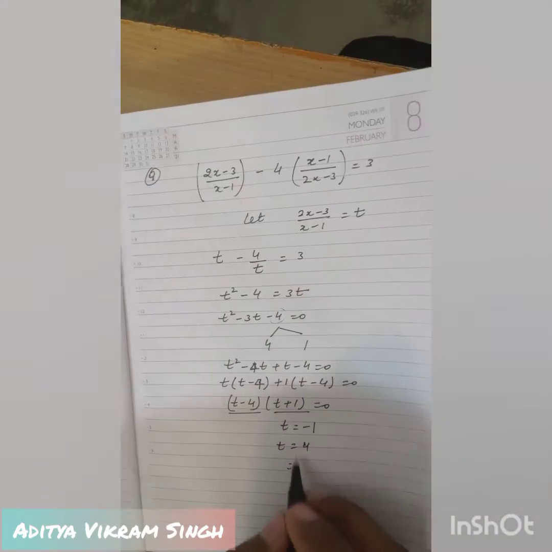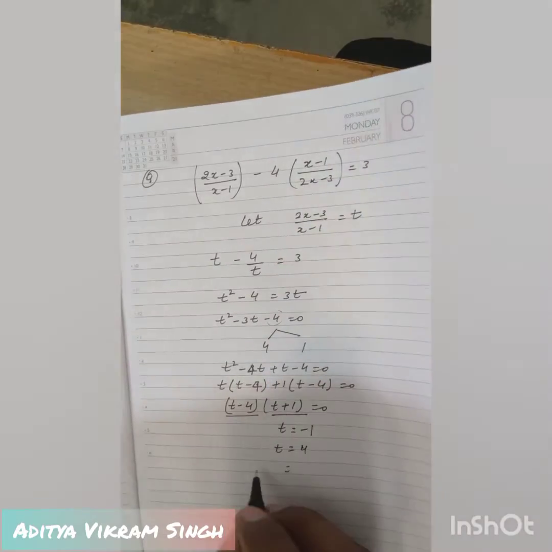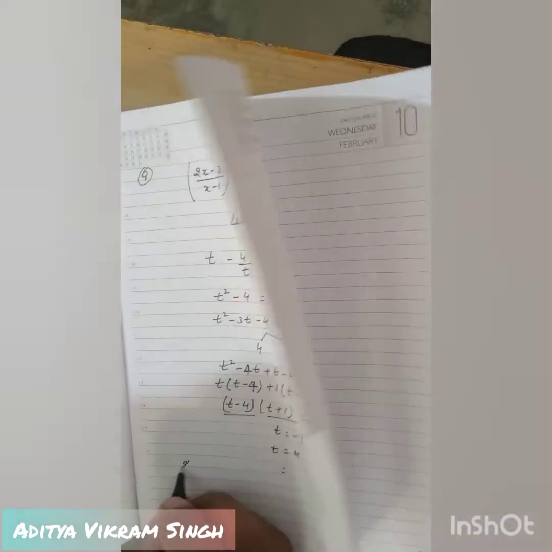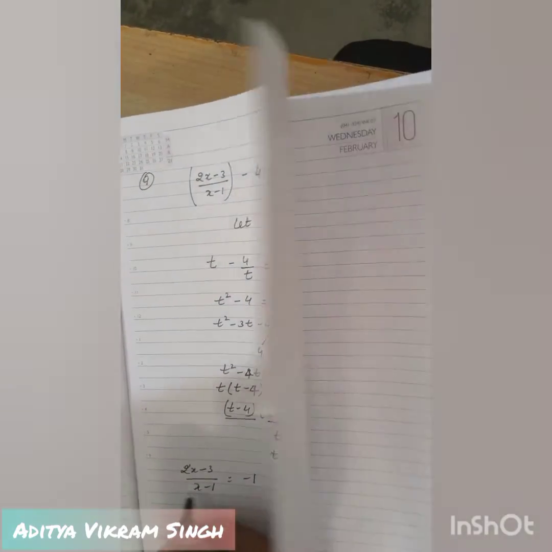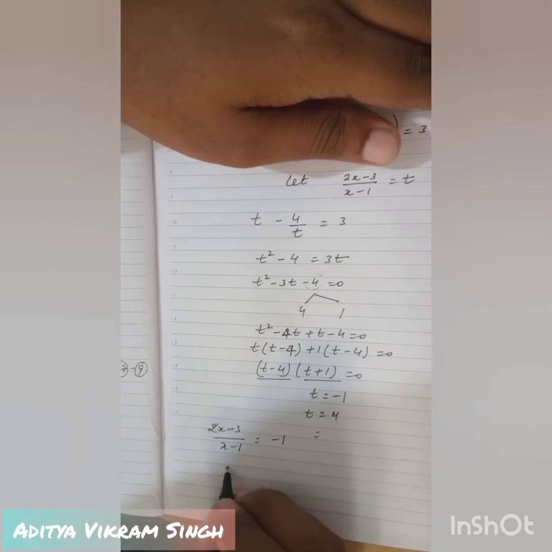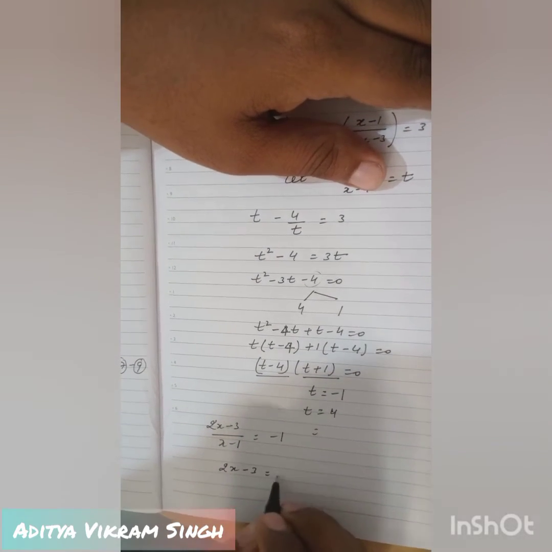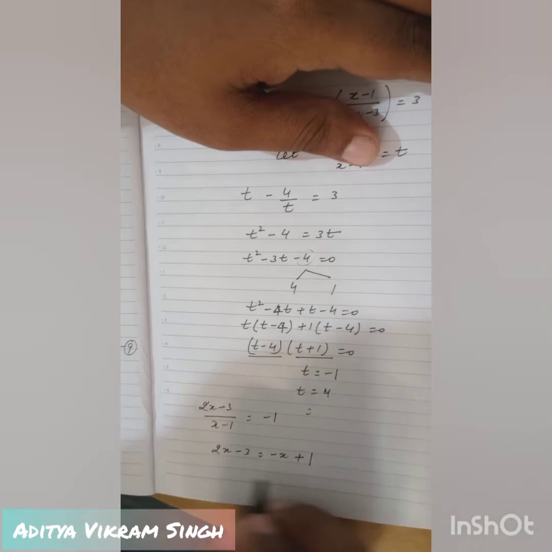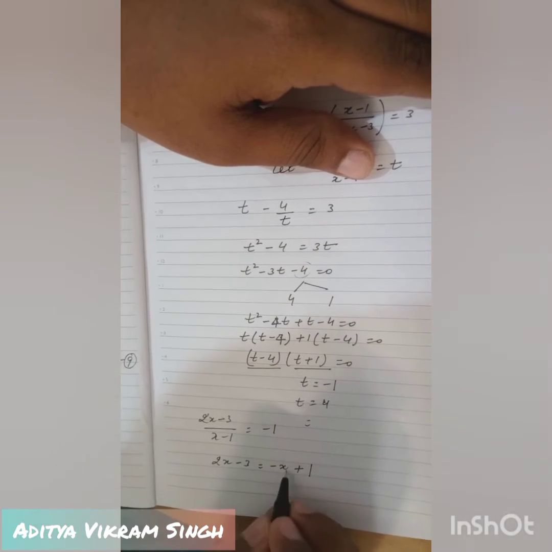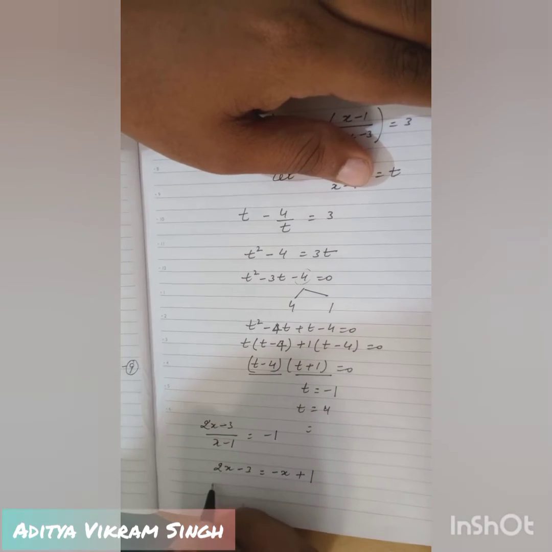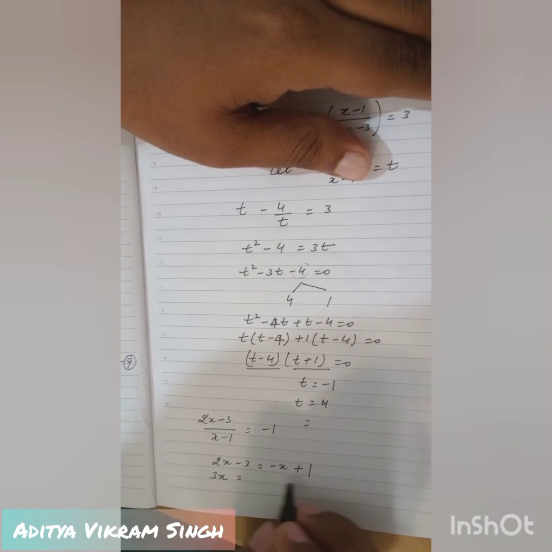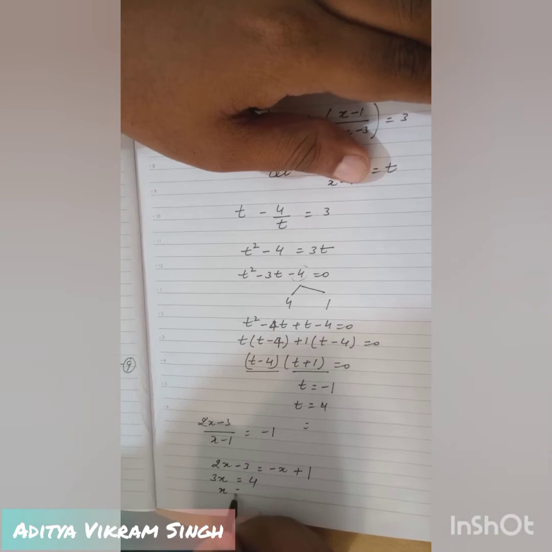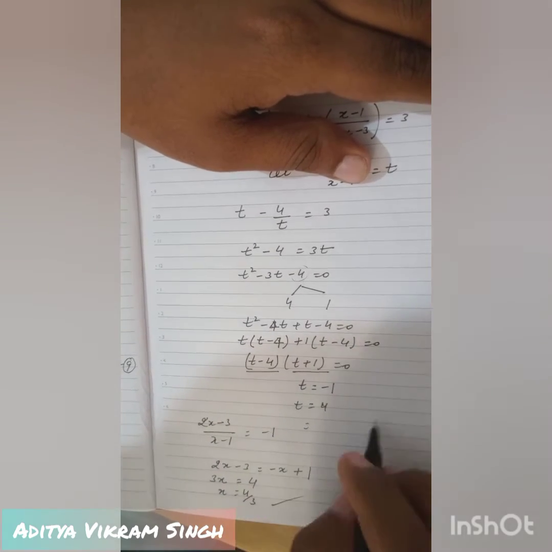If you write this is equal to this, then (2x minus 3) divided by (x minus 1) is equal to minus 1, just cross multiply this. This is 2x minus 3 equal to minus x plus 1. Then if we take minus x that side, then it becomes positive, and this becomes 3x. If we take minus 3 that side, then that becomes positive, which is 4. So x is equal to 4 by 3. This is our first answer.